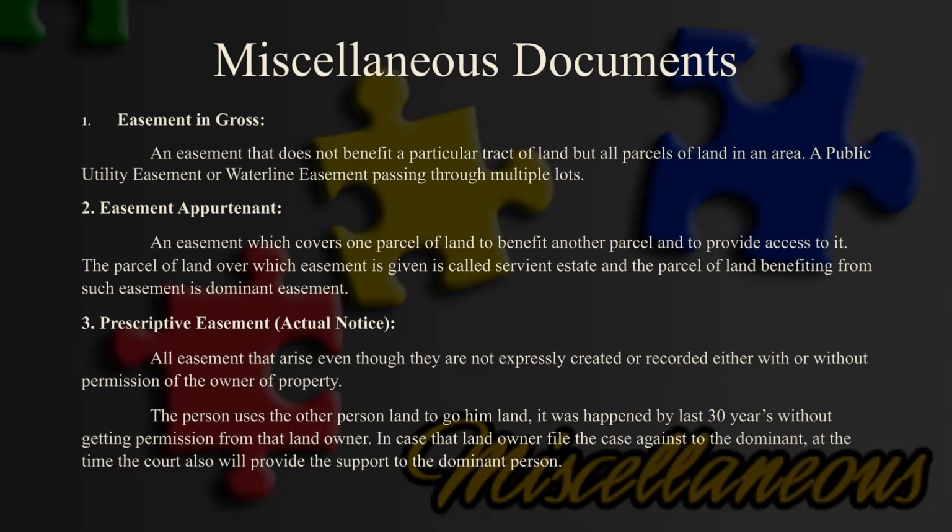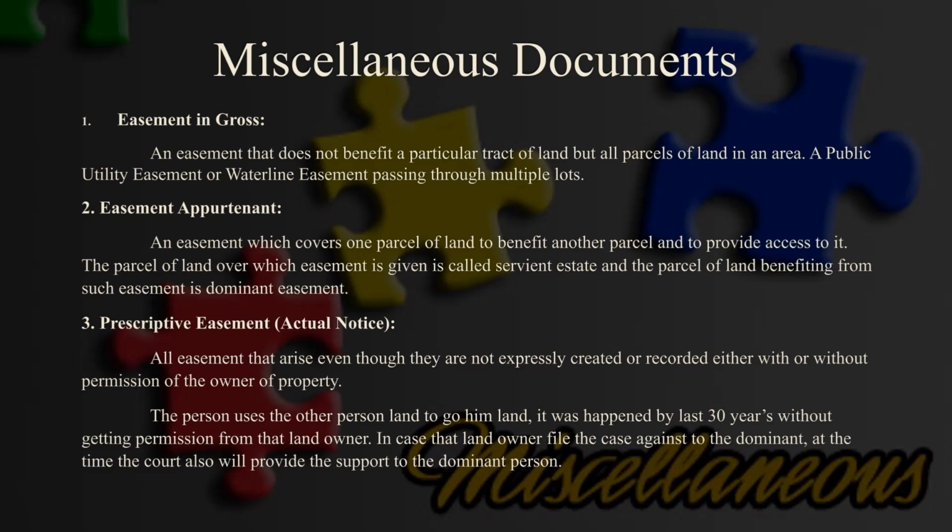Next one is easement appurtenant. An easement that attaches to the land permanently and benefits its owner. An easement appurtenant is a covenant that runs with the land when the title to the real property is transferred to a new owner. The easement appurtenant is transferred with the title to the property.